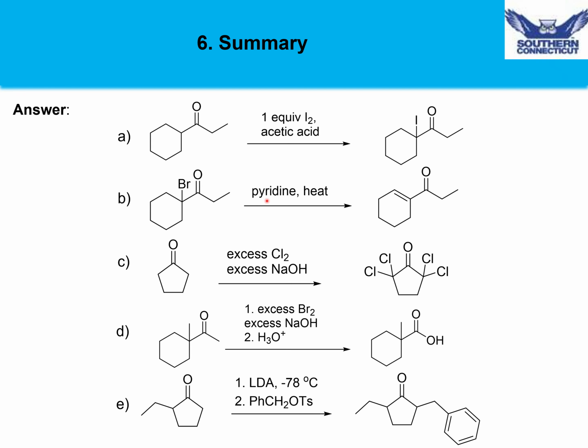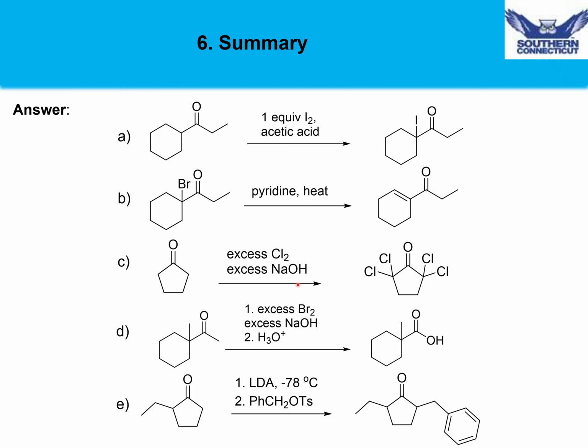When we add pyridine, which is a base, and heat an alpha halogenated ketone, we would do an elimination reaction. So we should get a double bond by removing the halogen and a hydrogen on the beta carbon. In this example, we could remove a hydrogen from this carbon or this carbon. Either way, we're going to get the same product since it's going to be a symmetrical product.